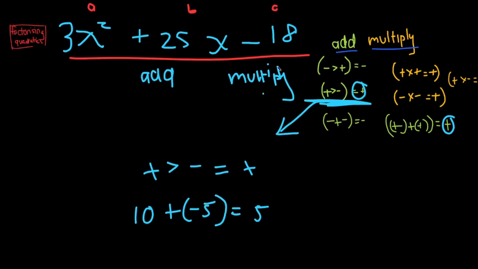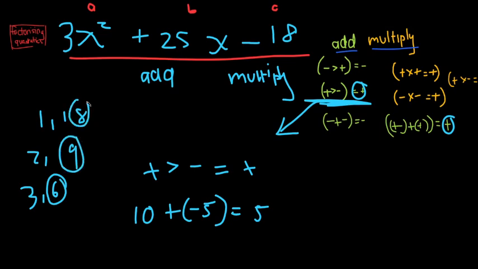Well, that means that the factors of 18, which are 1 and 18, 2 and 9, 3 and 6, the positive number has to be the bigger number. So it has to be either 18, 9, or 6. The negative number cannot be the larger number in the factors. It cannot be negative 6, it cannot be negative 9, it cannot be negative 18.